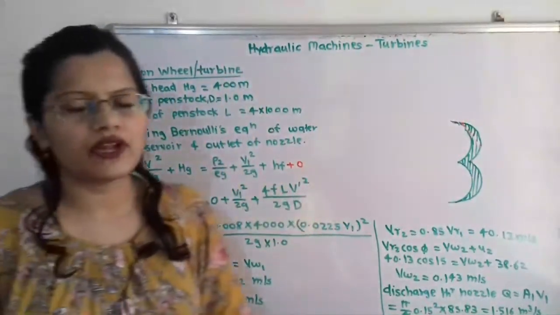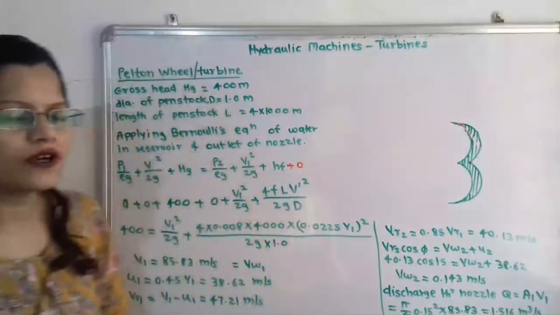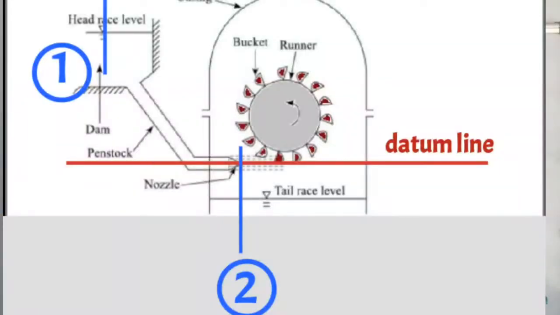Now we will put in the values. If we observe the water reservoir, what is the pressure head? It is open to atmosphere, so we consider it as 0. The velocity of water in the reservoir is also 0 because the water is stationary. Then Hg. From the datum line, what is the gross head? What is the tail race? We know the gross head is the height between the tail race and the head race. So what is the height of the head race from the datum line? From the datum line it is Hg, which is equal to 400 meters.